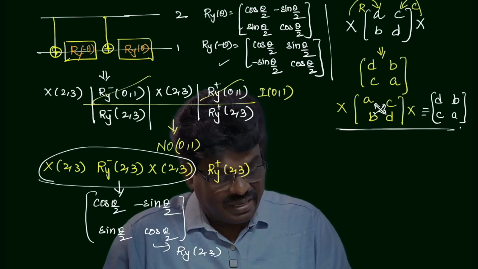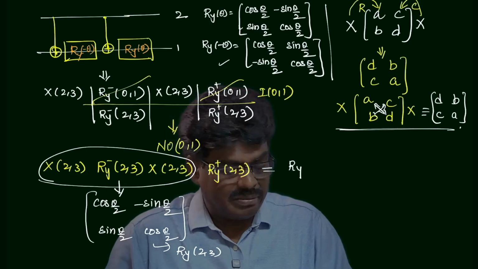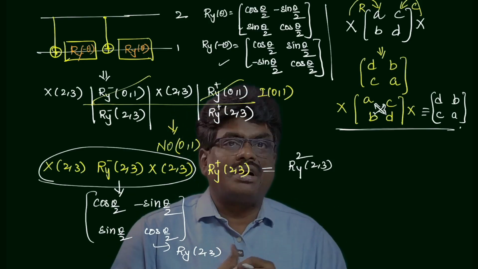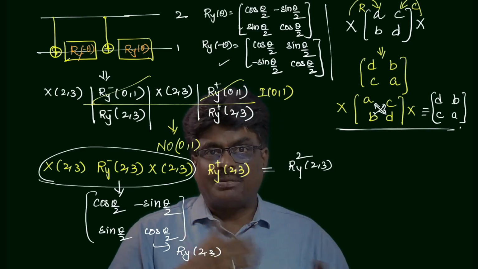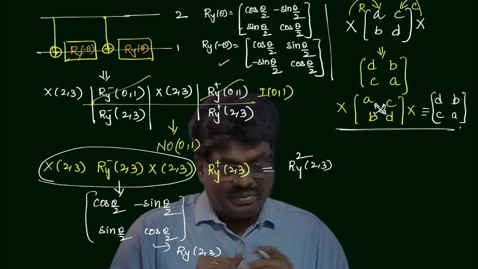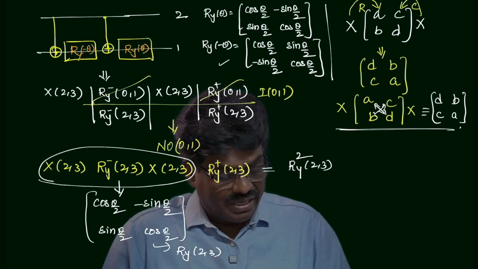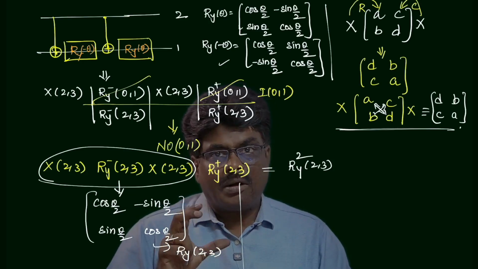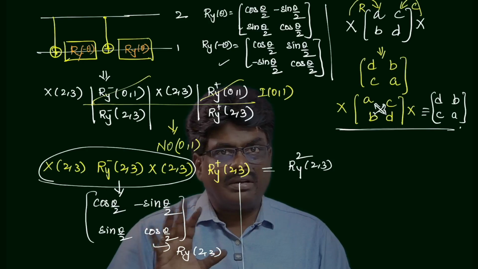So finally we can write this entire thing is equal to Ry of 2 comma 3, and again Ry of 2 comma 3, that means Ry square 2 comma 3, 2 times. So if you observe carefully, this entire circuit is equivalent to only 2 3. Only operation is on 2 and 3. 0 1 remains the same.